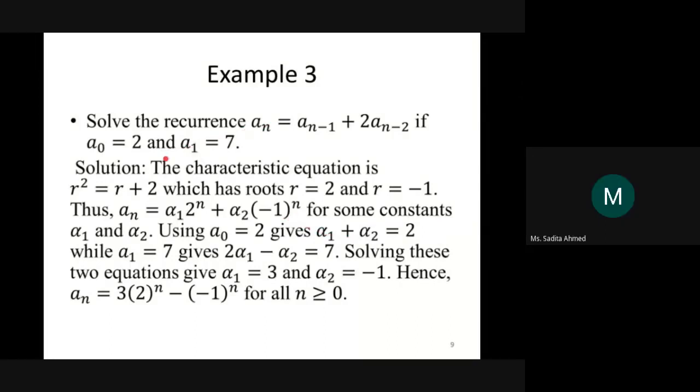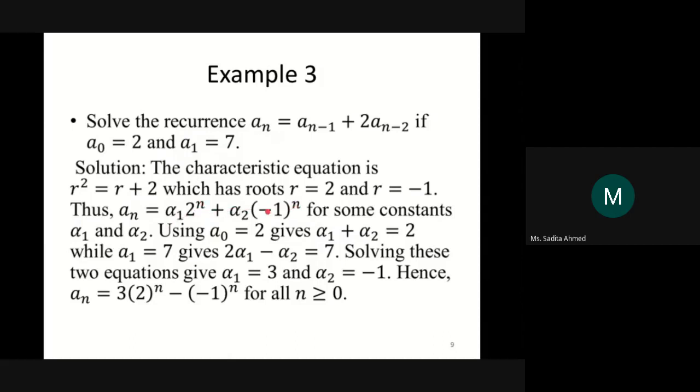Left hand side becomes a1. We know from the initial condition that a1 is equal to 7. So left hand side we get 7. And what happens to the right hand side? 2 to the power of 1, it's 2. So 2 alpha 1. And here we have minus 1 whole to the power of 1. So minus 1. So 2 alpha 1 minus alpha 2. This is the equation you get. 2 alpha 1 minus alpha 2 is equal to 7.